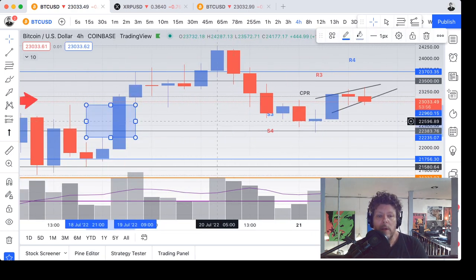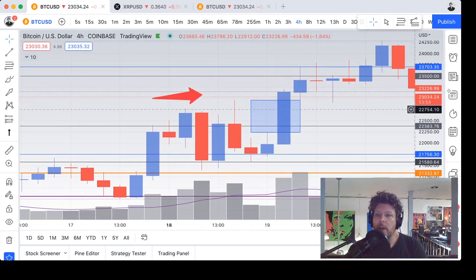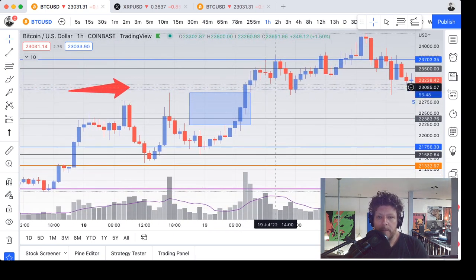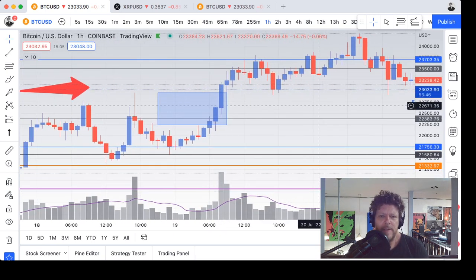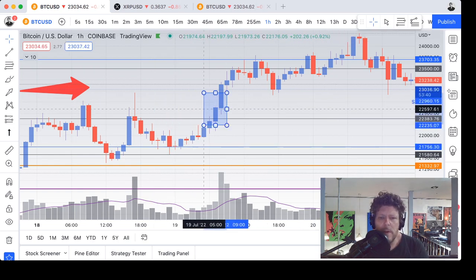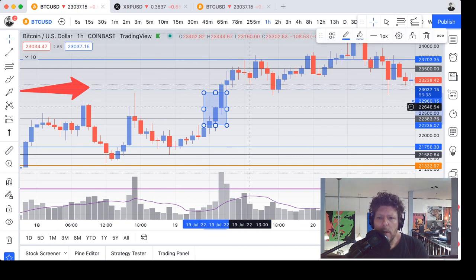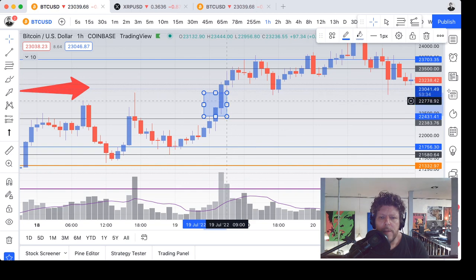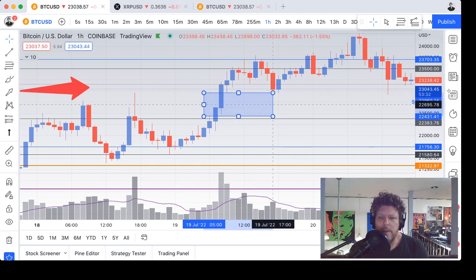Okay, so I'm going to go in a little tighter now. We're on the 4 hour. Let's jump down to the 1 hour and see if I can tighten up this fair value gap anymore. Okay, so that's starting to kind of come together nicely.